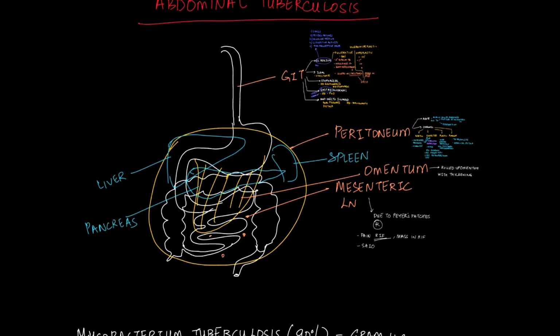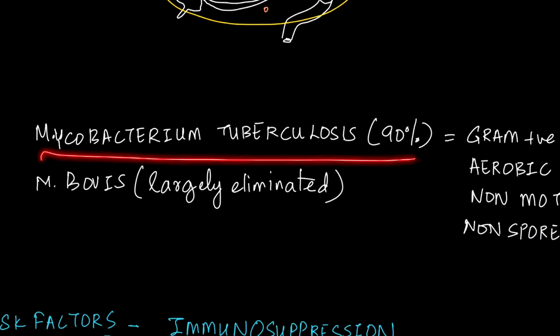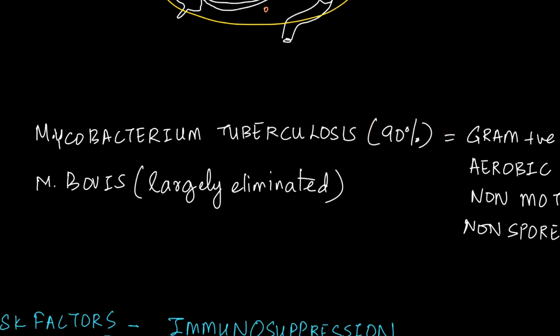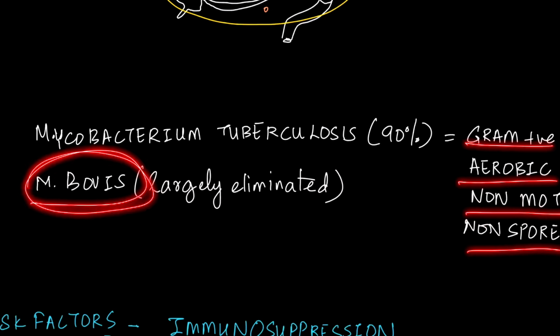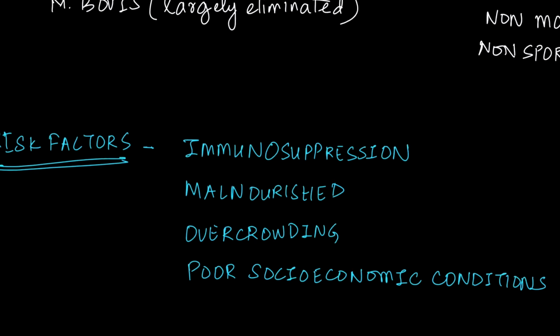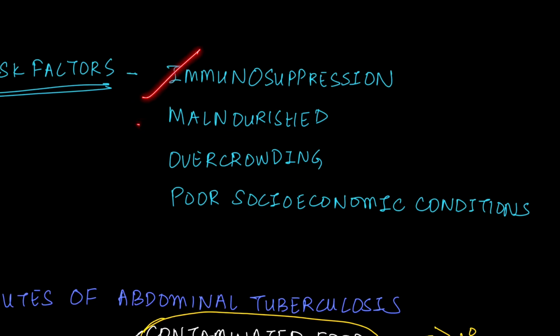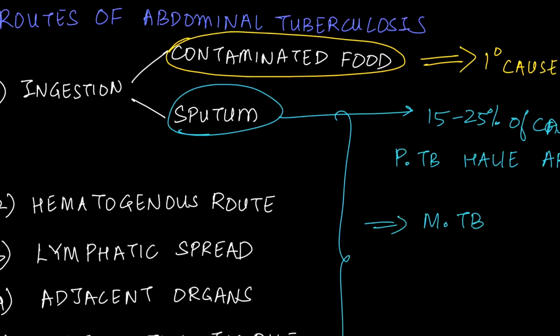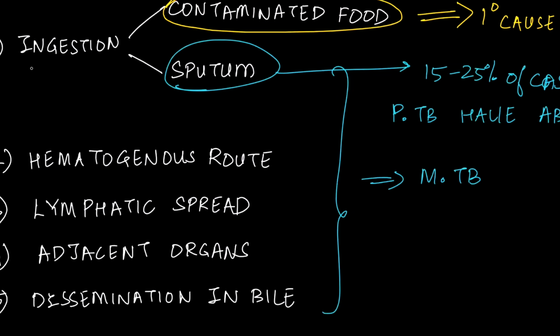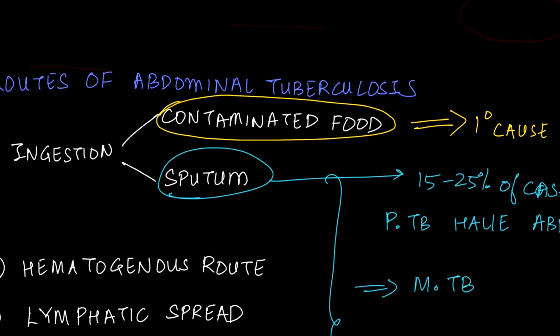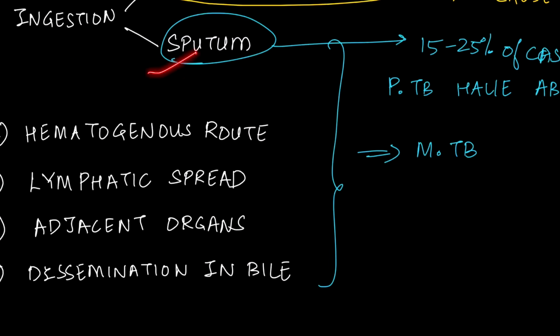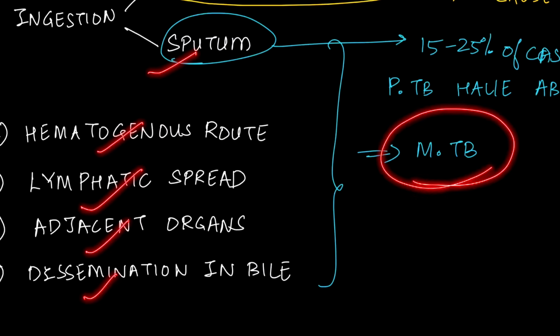So let's take a look at the revision. Mycobacterium tuberculosis is the causative agent in 90% of the cases, which is gram-positive, aerobic, non-motile, and non-spore-bearing, with Mycobacterium bovis causing a minority of abdominal tuberculosis, the risk factors being immunosuppression, malnourishment, overcrowding, and poor socioeconomic condition. The routes of abdominal tuberculosis are via ingestion of contaminated food, leading to the primary tuberculosis, which is caused by M. bovis, and ingestion of sputum, hematogenous route, lymphatic spread, adjacent organs, and dissemination in bile is usually due to Mycobacterium tuberculosis.